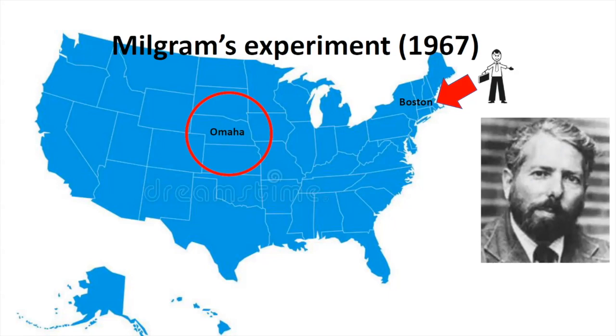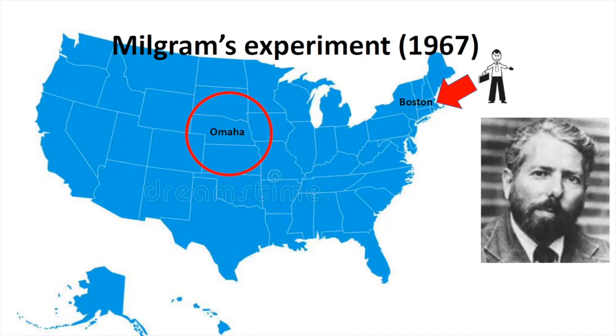was quite simple. He set up this challenge where he picked somewhere which he figured would be in the middle of nowhere America, Omaha, and people were told to figure out a way. This is back in the day, of course, before the internet. Everybody had phone books, these gigantic things where at most you could look up people in your own area code. And they were instructed to tell people to figure out how to get this letter to a stockbroker in Boston, with the instructions that you must forward it to somebody that you are on a first name basis with.